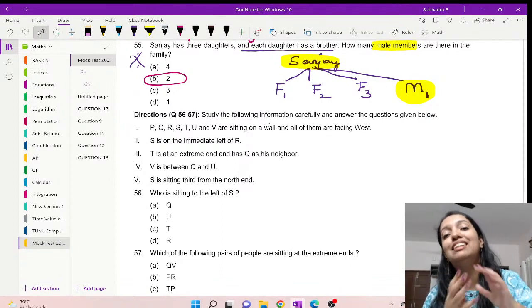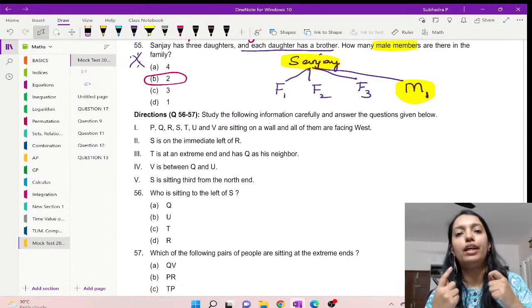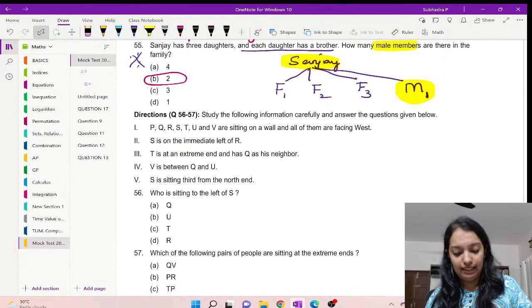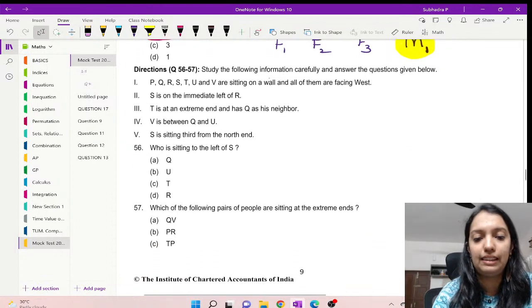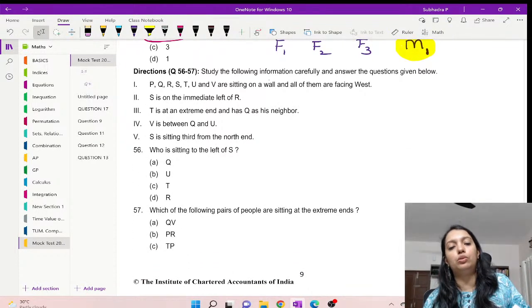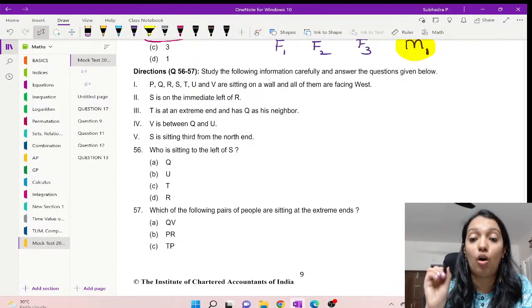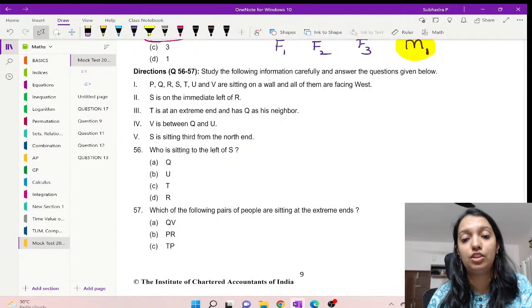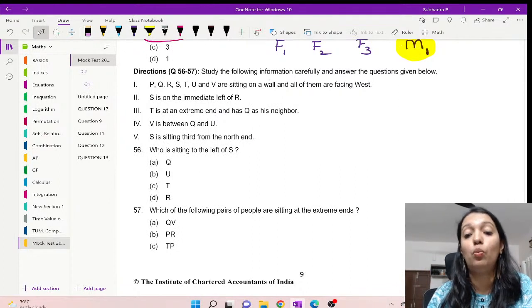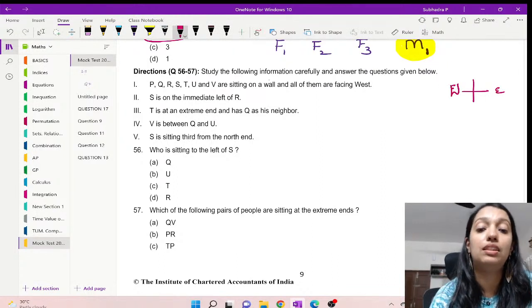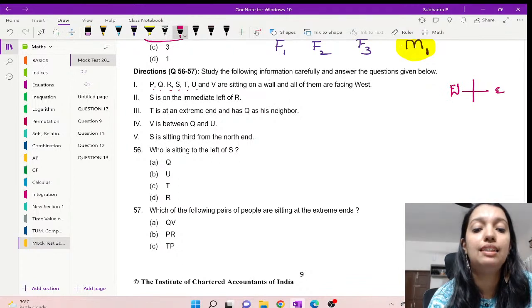Now the next question is a group of questions belonging to which chapter? Seating arrangement. So going ahead, 56th question. No, this is not seating arrangement. This is seating arrangement only. P, Q, R, S, T, U, V are sitting on a wall. They didn't get any other place to sit. And all of them are facing west. This is east, this is west. They all are facing west. How many? 1, 2, 3, 4, 5, 6, 7.